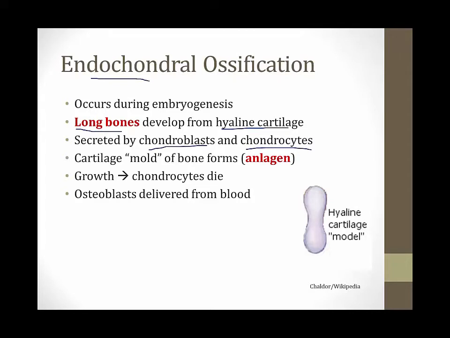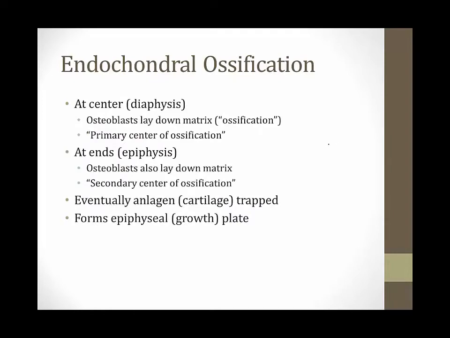The way the bones are made is that a cartilage mold is first formed. These cartilage molds of our bones are called anlagen. For example, a long bone might start looking like a cartilage mold like this one on the screen here. As the mold grows, the chondrocytes die, and then osteoblasts come in from the blood, and they will turn this cartilage mold into a bone. The conversion of the cartilage mold into bone starts at two places.